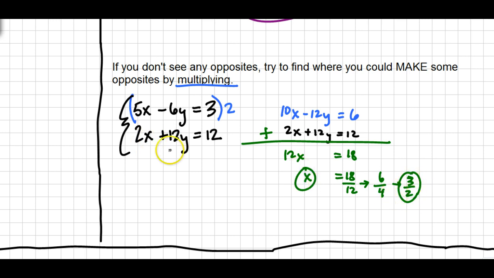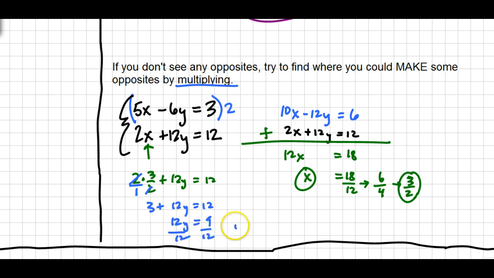If I plug in 3 halves in for x, I'm going to plug it in here because look what happens. 2 times 3 halves plus 12y equals 12. On the 2 and the 3 halves, the 2's are going to cancel out because it's 2 on top, 2 on bottom. So we end up with just 3 plus 12y equals 12. Subtract 3 from both sides, divide by 12. So my y is going to be 9 twelfths, which reduces, if I divide them both by 3, that's going to be 3 fourths.